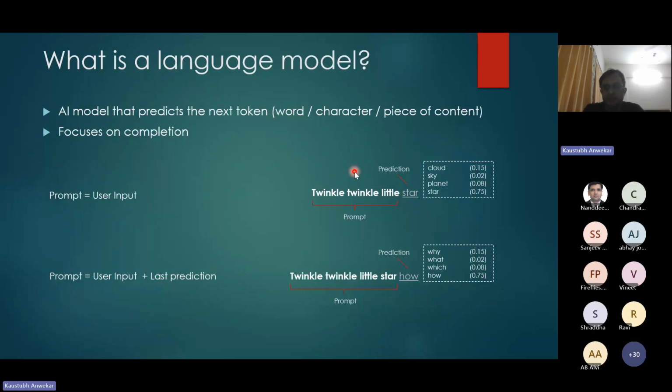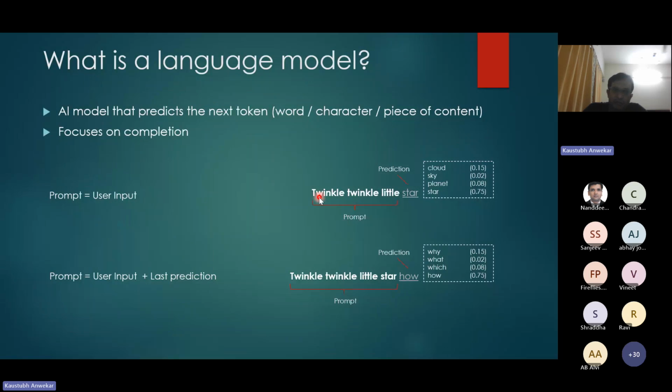So when we talk about generative AI, we talk about LLMs, correct? Large language models. Nowadays, they even talk about small language models because those can be deployed on the edge. But what exactly is a language model, right? A language model is an AI model that predicts the next word or the next token, right? And it focuses on completion. Now, what do we mean by that? For every language model, there is a prompt, which is the user input.